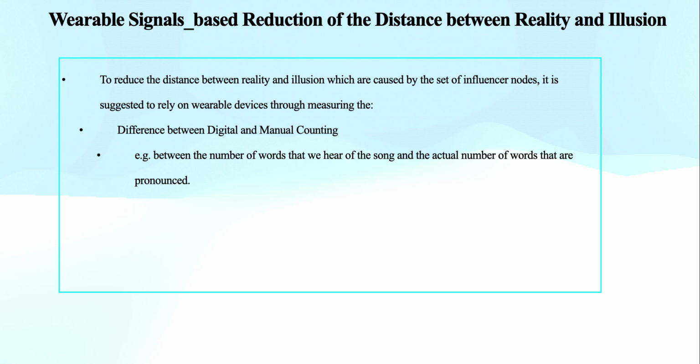To reduce the distance between reality and illusion, which are caused by the set of influencer nodes, it is suggested to rely on wearable devices through measuring the difference between digital and manual counting. For example, between the number of words that we hear of the song and the actual number of words that are pronounced.